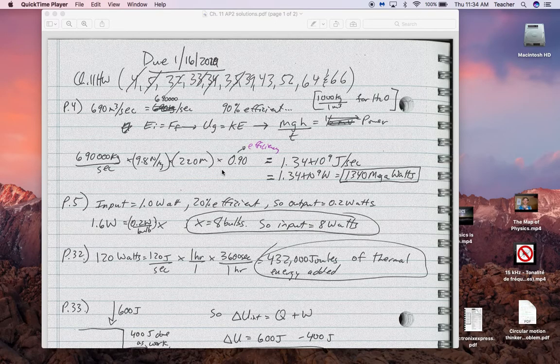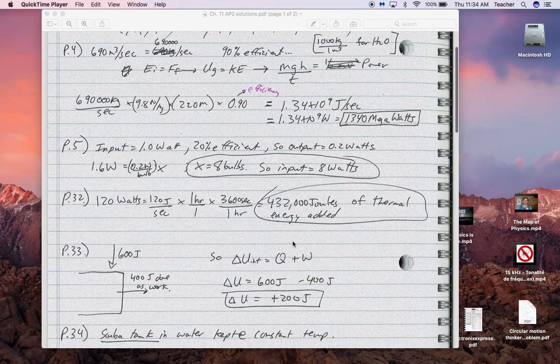But it said that the turbines were only 90% efficient. So we multiply that by 0.9, and that gives us our power production of 1.3 times 10 to the 9th watts, or 1,340 megawatts. Problem 5. The input is 1 watt, it's 20% efficient, so the output of each bulb is only 0.2 watts. So therefore you'll need 8 of them to get 1.6, and that'd be 8 watts of input.